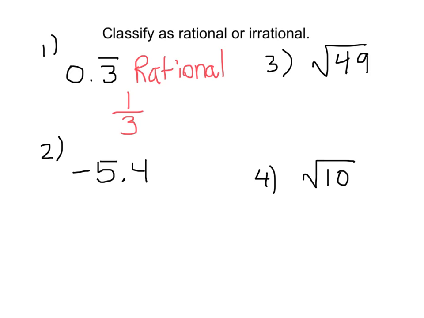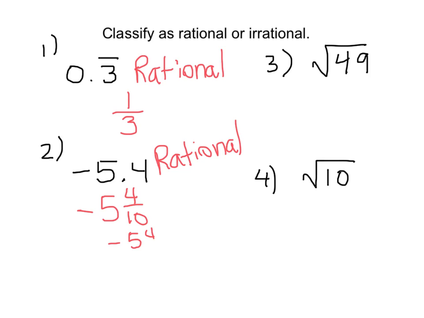Number 2, negative 5.4. This is a terminating decimal, so this would also be considered a rational number. And I could write this as a fraction if I wanted to. This would be negative 5, and then 0.4 means 4/10. And then I can write this as an improper fraction. It would be negative 54/10.